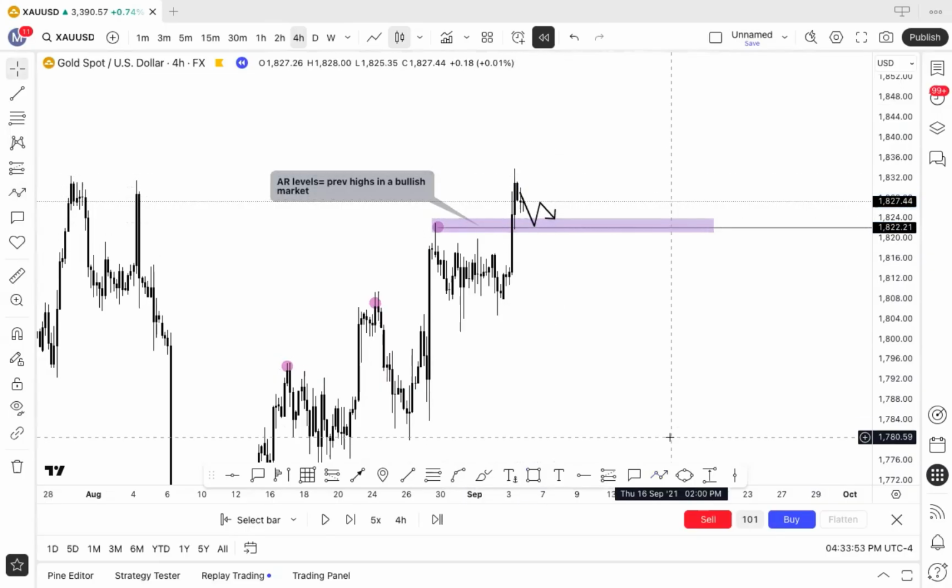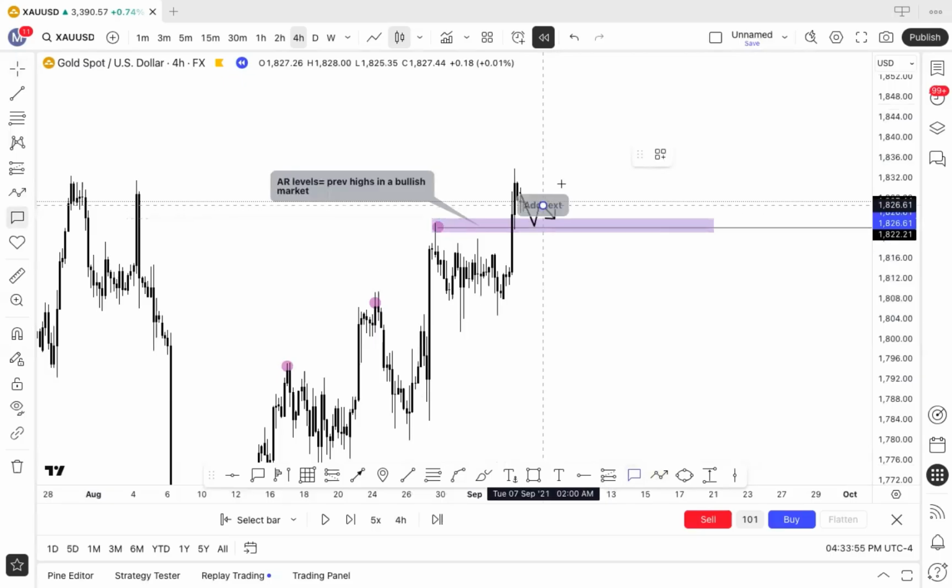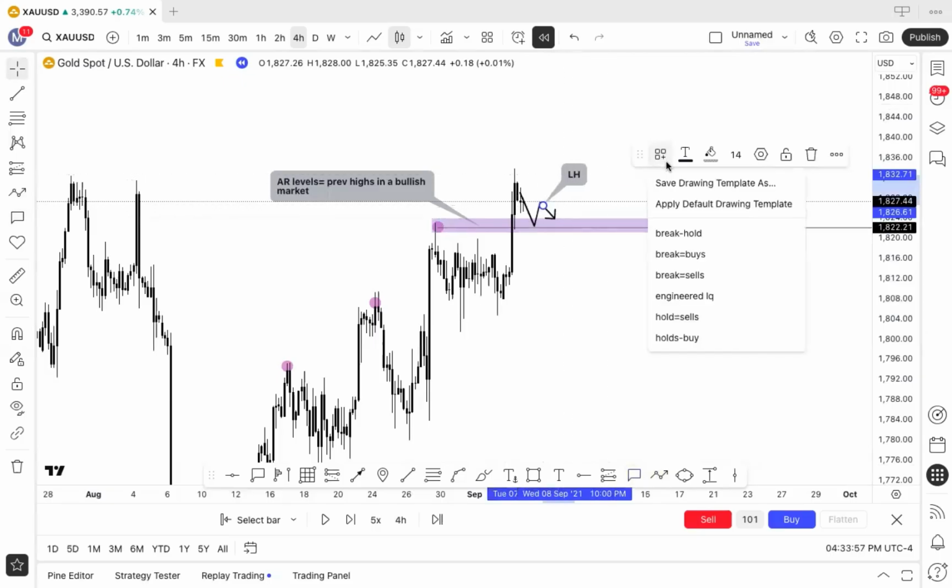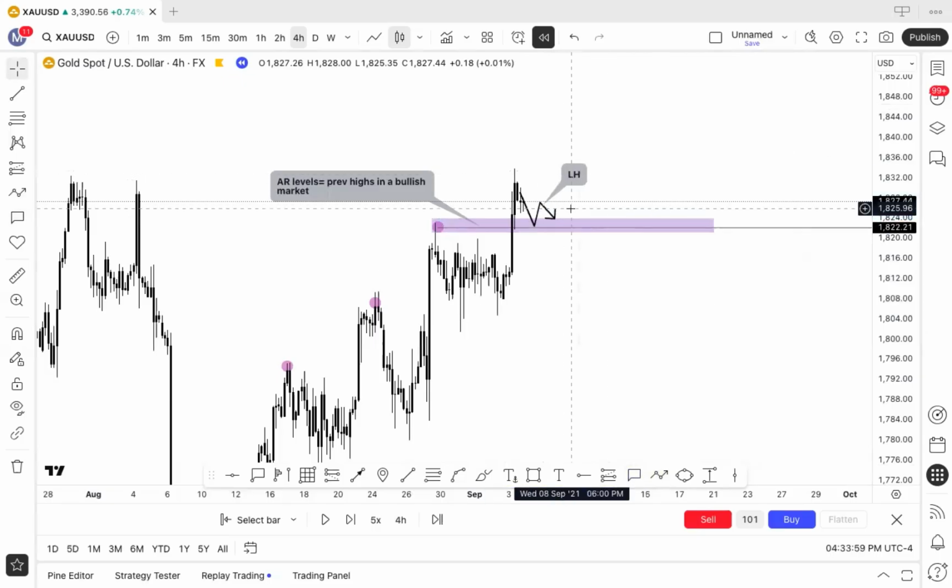what structure is being created right here? A lower high, right? So if we're creating a lower high and we respect this level here, guys, what does that mean? Sellers are trying to gain control. Now, what matters, right? What matters now? It matters that we break this.